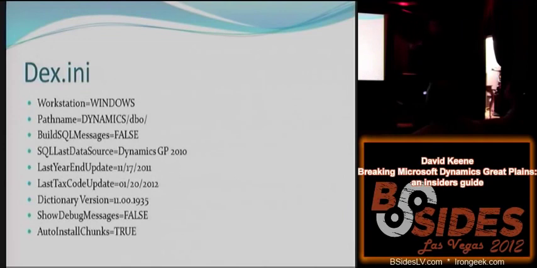These last two are great. Show debug messages equals false. So if you're installing anything, nothing's going to be returned if the next one's true. I'm sorry if that sounded confusing. Remember I mentioned the Dexterity chunk files that you can install, like that GP support tool? Well, by default in DexINI, it says auto install those chunk files, and by default it says show debug messages equals false. So there's nothing to return any kind of indication that installations happened in that Dexterity runtime.